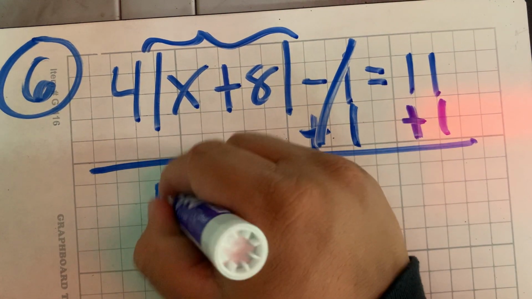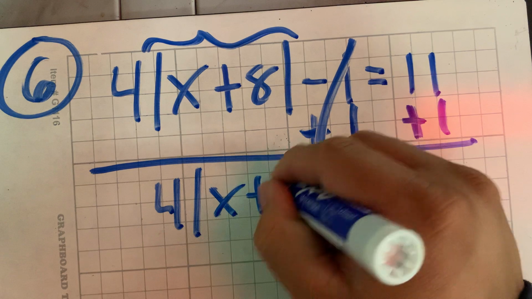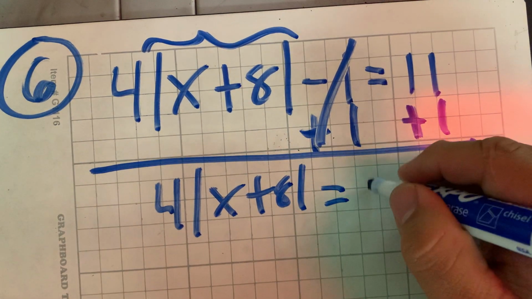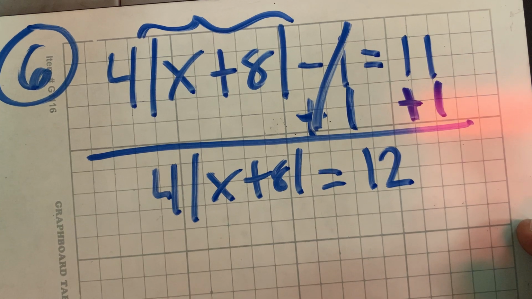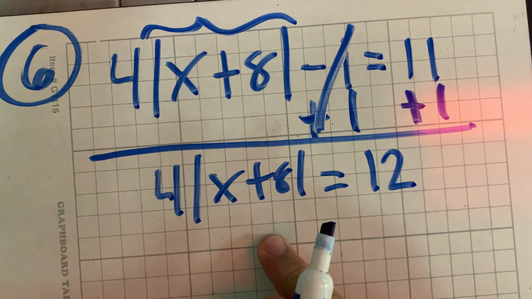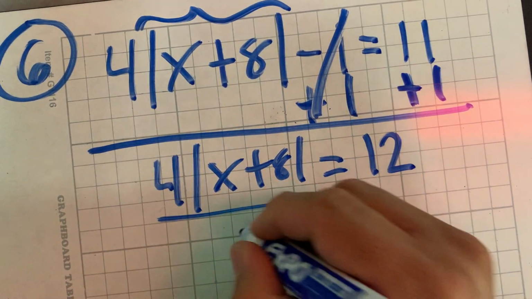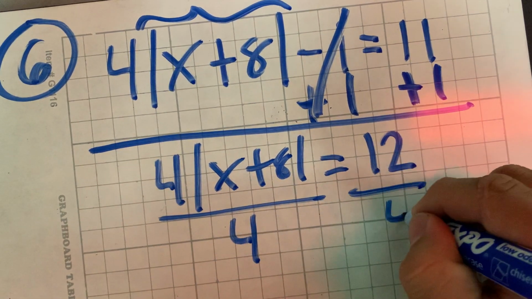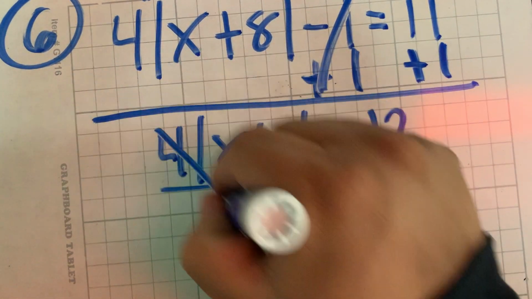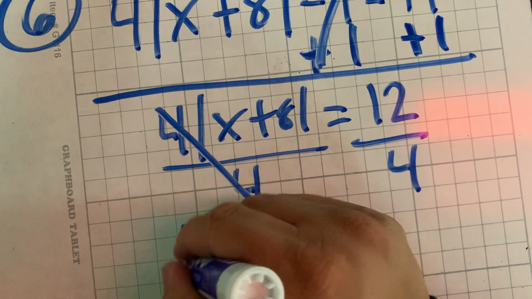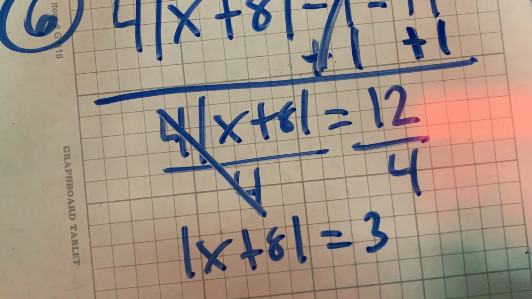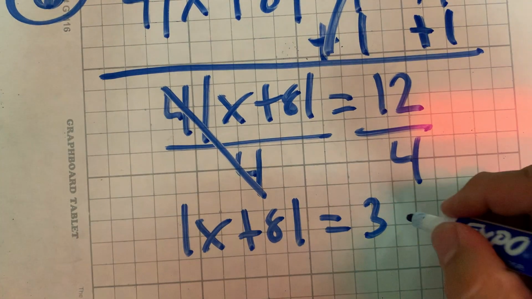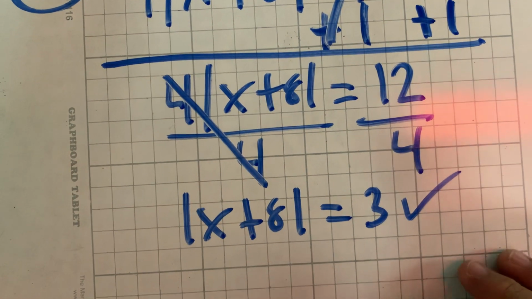So then I'm left with 4 times the absolute value of x plus 8 is equal to 12. Now that I added 1, I'm still not isolated all the way because I got to get rid of this 4. So here I'm going to divide by 4. These 4's reduced down to 1. I'm left with the absolute value of x plus 8 is equal to 3. We have officially isolated the problem.